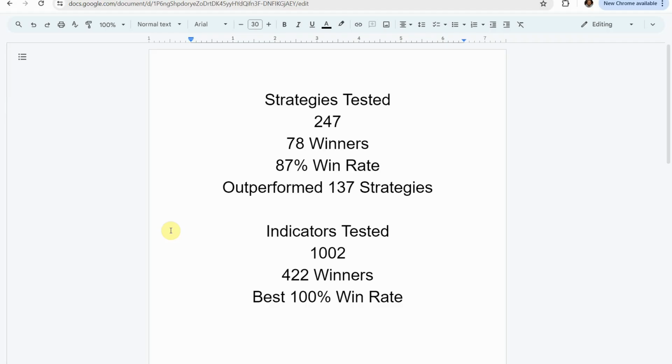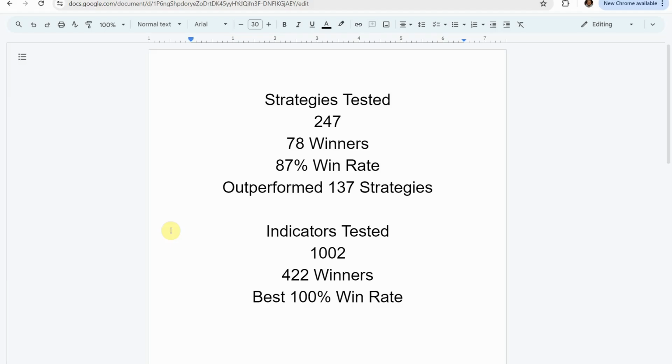Alright, as I said, today we will be testing a 15-minute crypto scalping strategy. Before we do though, I wanted to put the testing scoreboard up for everyone to see. To date, we have tested a total of 247 different strategies with 78 of them being winners. The best one so far was able to achieve an 87% win rate. That was achieved using the Academy of Forex indicator.